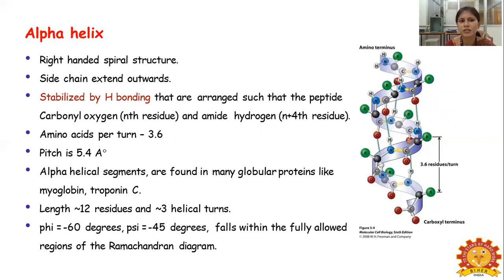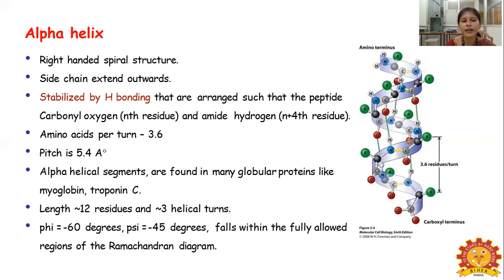It is a right-handed spiral structure because it is made of all L-alpha amino acids, and the side chains extend outwards. It is stabilized by hydrogen bonds arranged such that the peptide carboxyl oxygen and the amide hydrogen can make the hydrogen bond. There are around 3.6 amino acids per turn and the pitch is around 5.4 angstrom. Alpha helical segments are found in many globular proteins like myoglobin, troponin C, etc. The length will be around 12 residues, with about 3 helical turns.